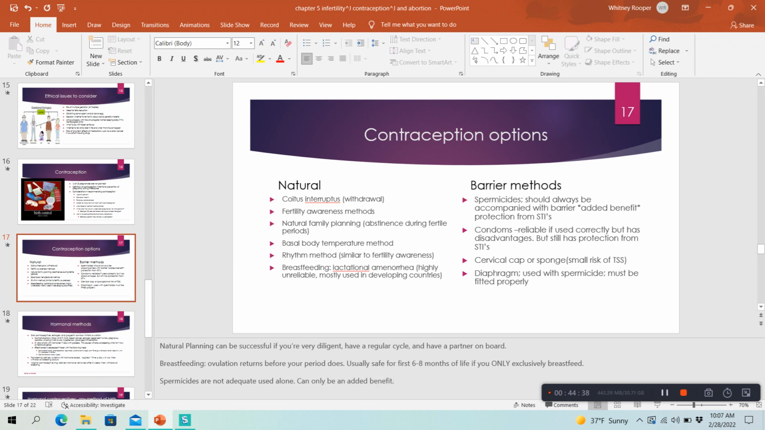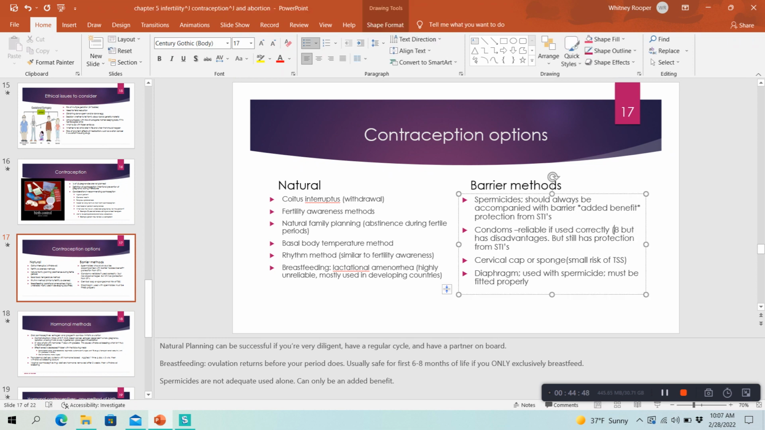Condoms. Condoms are very reliable if used correctly. They have about an 86% success rate if they're used correctly. They do have disadvantages, of course. They're not perfect. They can break. Things can happen. The one thing about condoms that other methods of birth control don't have is protection against STIs. So if you use a condom, you're not going to contract an STI. So condoms are barrier methods.